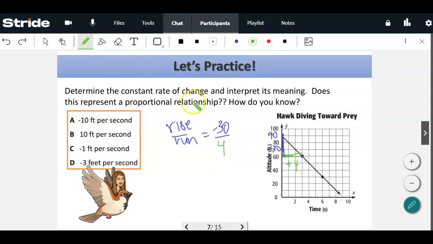All right, so then, oh, I'm sorry, that's 3. Crap, I looked at it wrong. Yeah, so look at it again. All right, so this right here is 3. It's right there in between. So 3, that makes more sense. That simplifies to -10. So the answer is A. So what that means is that the hawk is descending at a rate of 10 feet per second.